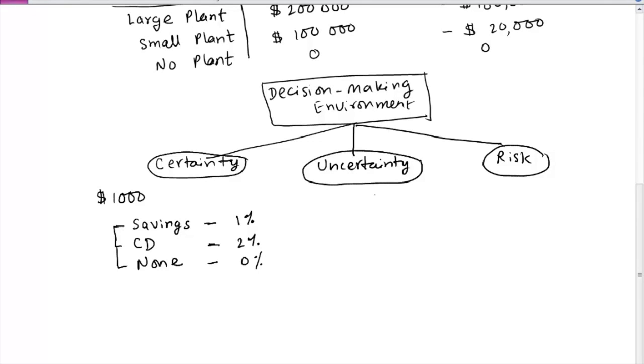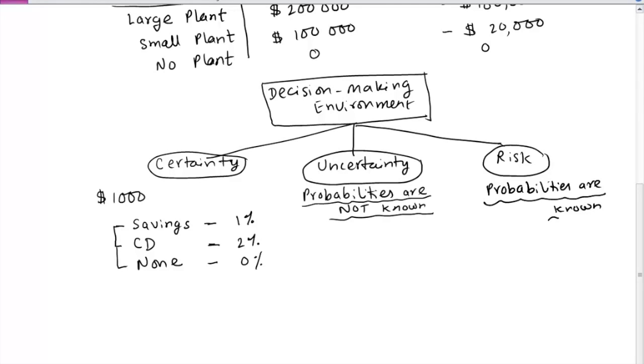So the difference between uncertainty and risk is that in decision making under risk, probabilities are known. That's the key difference. If you put your money in the stock market in a company, the price of that company may go up or it may go down. We don't know what the probability of the market going up or down is. It is very, very unpredictable.